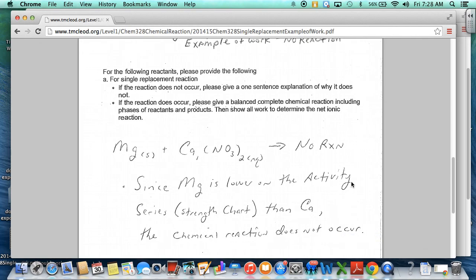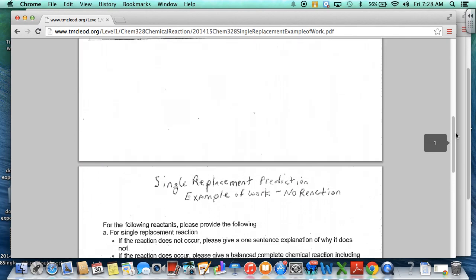You could have said it the other way around. You could have said that the calcium, since it's in the compound, is higher up on the chart than the magnesium that's the element, therefore the reaction doesn't occur. That would be the activity series chart. You could have said it either way, but that's what I'm looking for if the reaction doesn't occur.